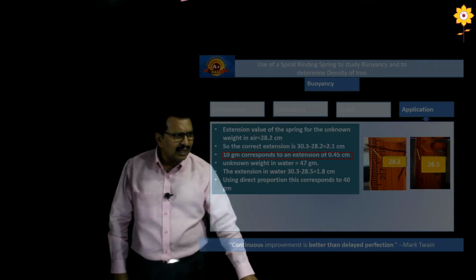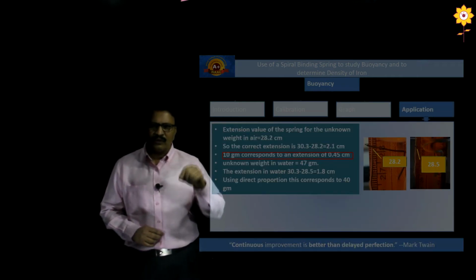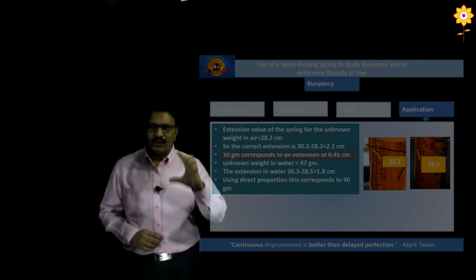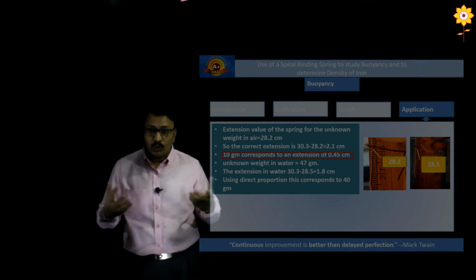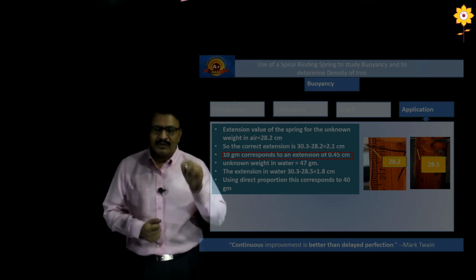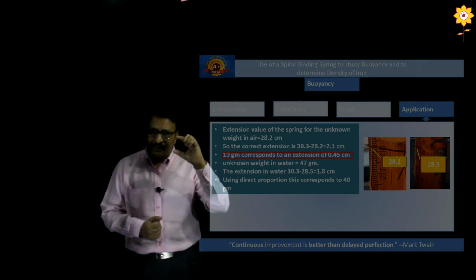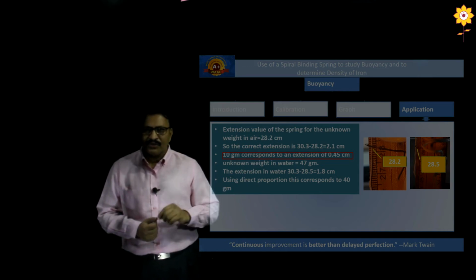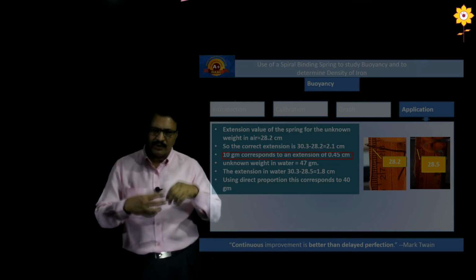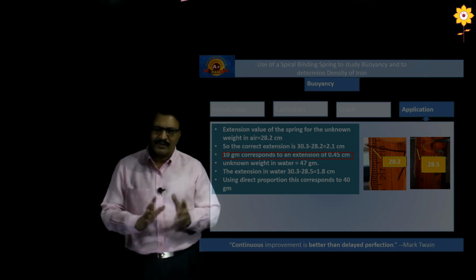So using that, we are now coming to the case of the unknown shape, unknown weight solid, which was suspended in the same experiment we did. First of all, we suspended that in air and found out the extension because of this suspension, and the same solid once again we put in water, and then we found out the difference in the extension.